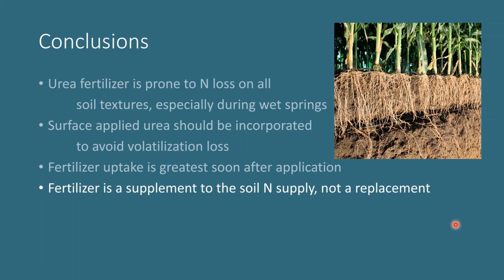And finally, we need to just remember that fertilizer nitrogen is a supplement to the soil nitrogen supply. It's not a replacement. Just as we saw in this study, by the end of the growing season, only 30% of the total nitrogen taken up by the corn crop across all the treatments was from the fertilizer. 60%, or a little bit more than that, was coming from the soil. And so it just reemphasizes how we need to really be doing our best to take care of these soils so that they can continue to feed us and to keep our farm sustainable for years to come.